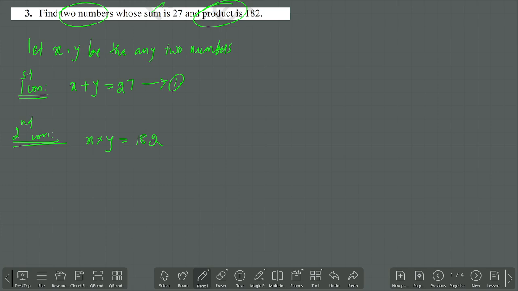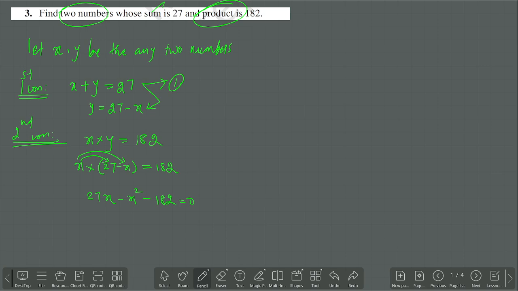It's very easy. Let me find y. So y equals 27 minus x, this is equation 1. Here I am going to substitute y into the second equation: x into (27 minus x) equals 182. Now multiply inside: x into 27 is 27x, x into minus x is minus x square. Bringing 182 to the other side, minus 182 equals 0.